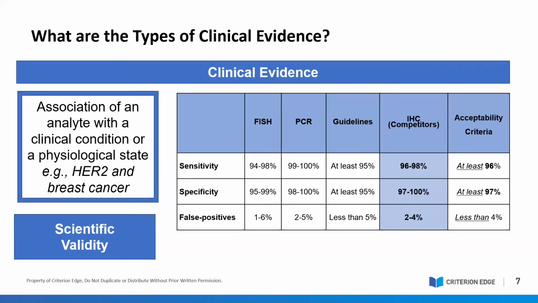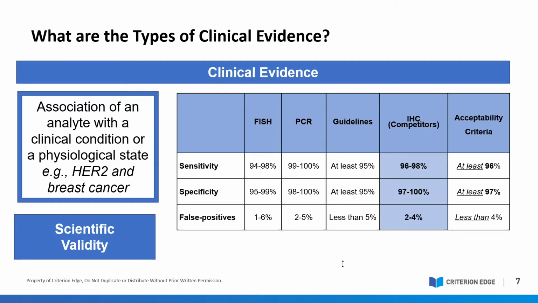Now, suppose in this example, your IVD is an immunohistochemistry test for a breast cancer biomarker called HER2. Your first task is to establish that HER2 is associated with breast cancer and to explain how this association is clinically relevant. HER2 is human epidermal growth factor receptor 2, and previous studies have shown that HER2 is overexpressed in 15 to 20% of breast cancers, and it happens to be associated with a much more aggressive disease course.